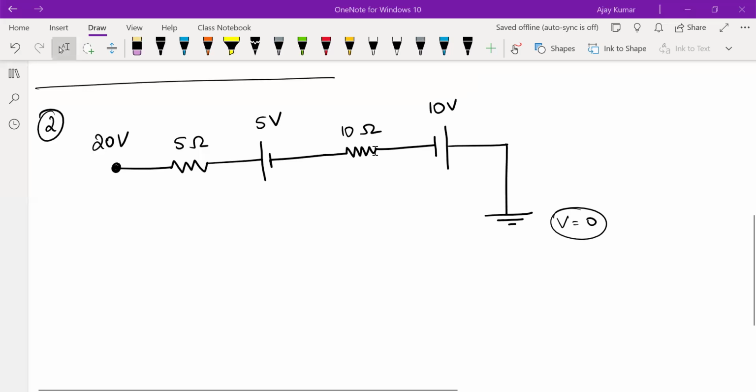Are you all able to see my screen? Yes. Okay, fine. There was a power cut here.